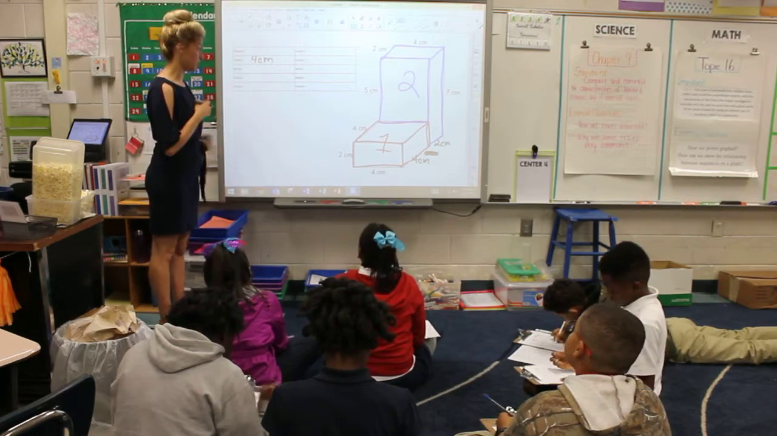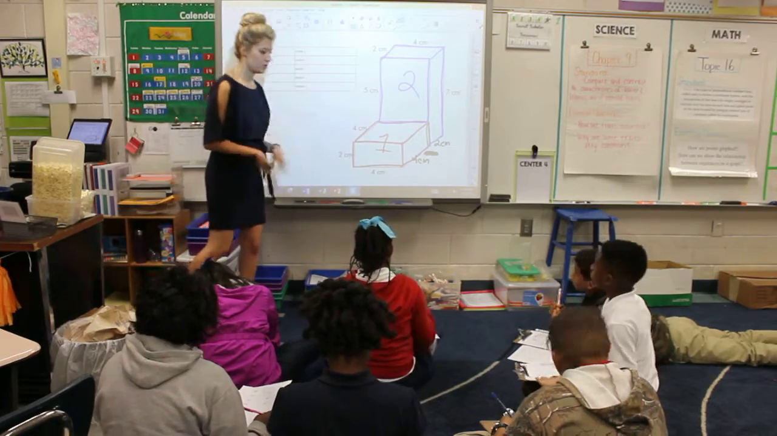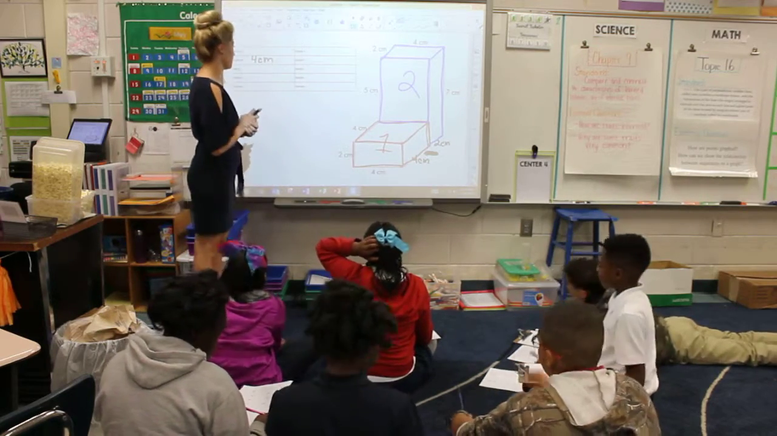When we're done, we're going to fill in the chart, multiply length, width, and height. We're going to get our total volume. We're going to do the same thing for shape 2, and then we're going to see what we have to do from there. Okay?